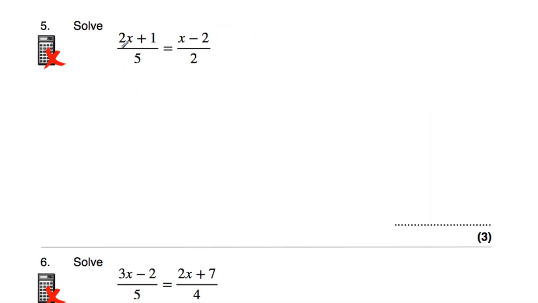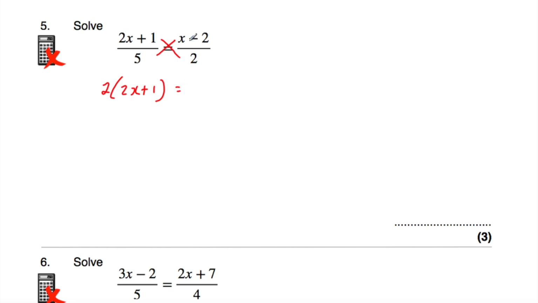So question number 5, we've been asked to solve 2x plus 1 all over 5 equals x minus 2 all over 2. So again, we're going to use cross multiplication. So this numerator times that denominator equals that numerator times that denominator. So let's times this numerator by 2. So we could write 2 brackets 2x plus 1 like so, or you could just multiply each of those terms by 2 to get 4x plus 2, and we'll see that's what we get when we expand our brackets.